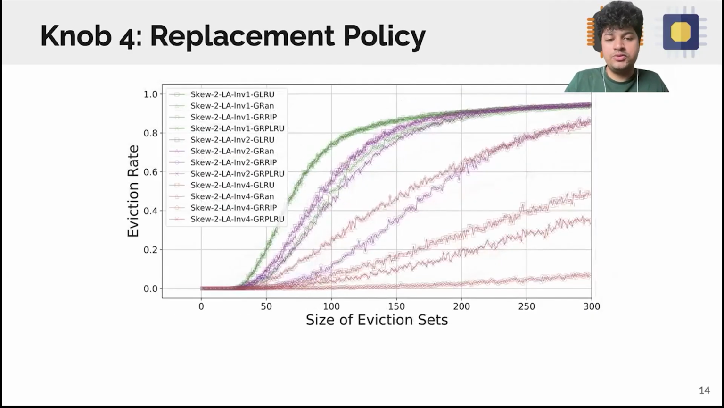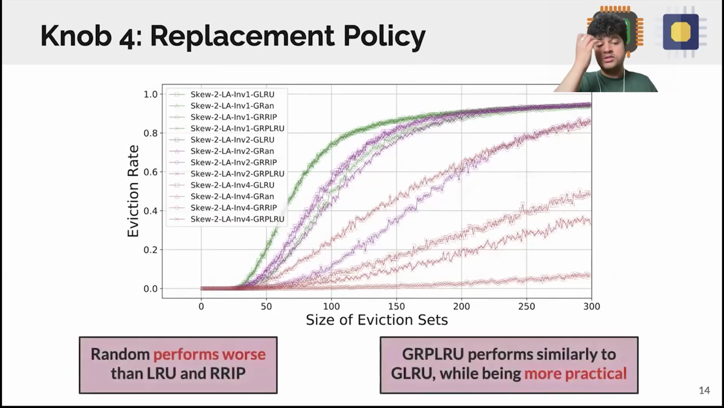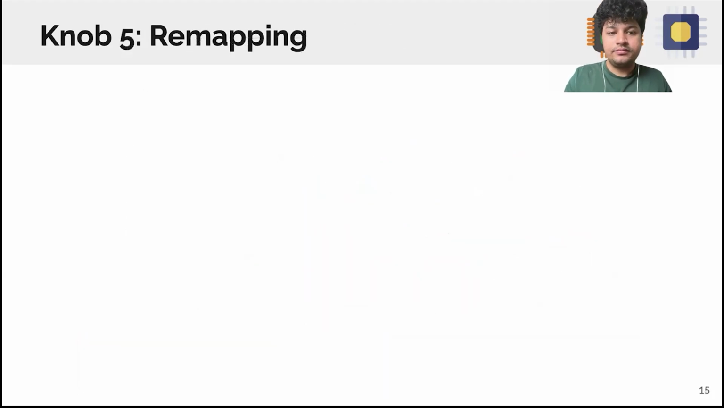Even if we go to the knobs of invalid tags with global eviction, we see the same trend. What we also observe here is that GRP-LRU, or a global randomized pseudo LRU policy, actually performs similar to a global LRU. And we know that it is actually more practical to implement as well. So it's a very practical choice to use when one wants to use a global LRU policy, but does not want the impracticality that comes with it on a global scale.